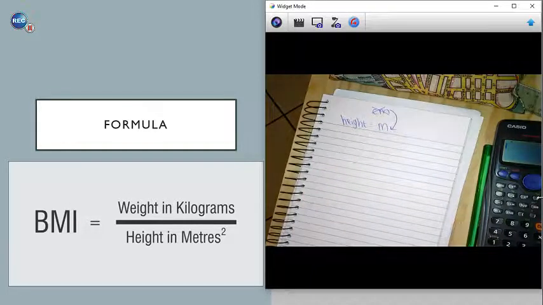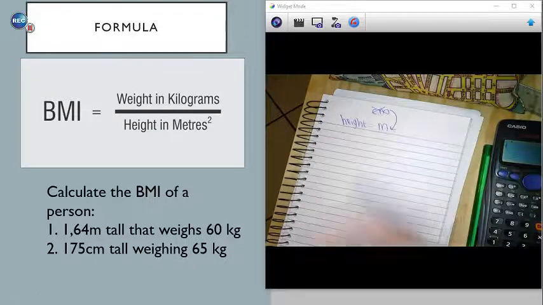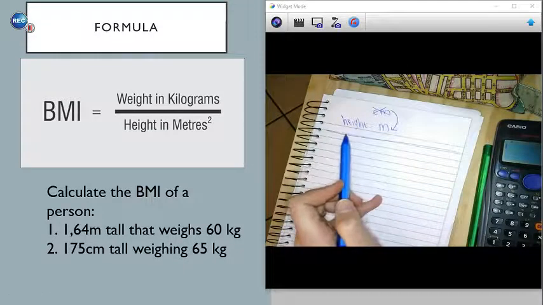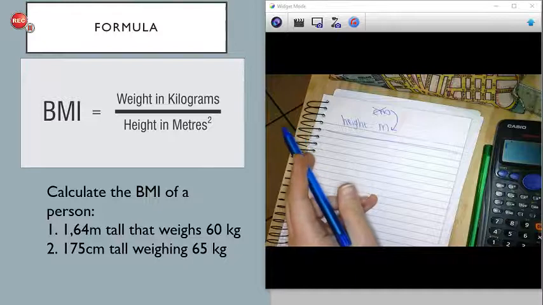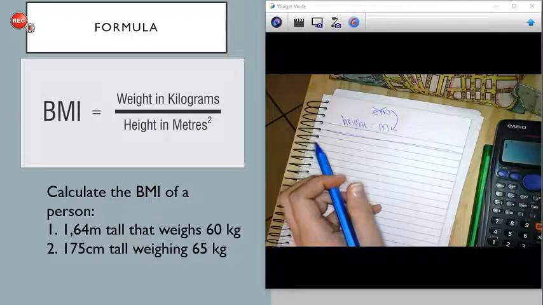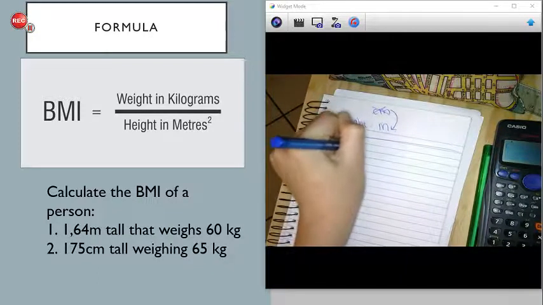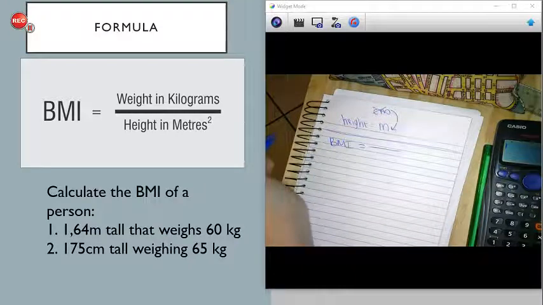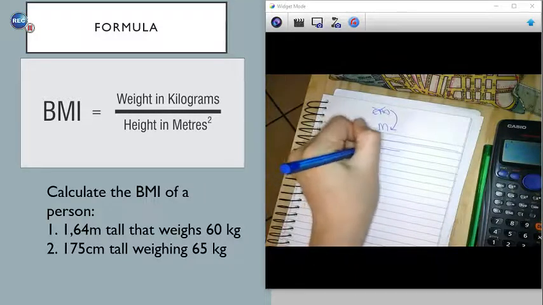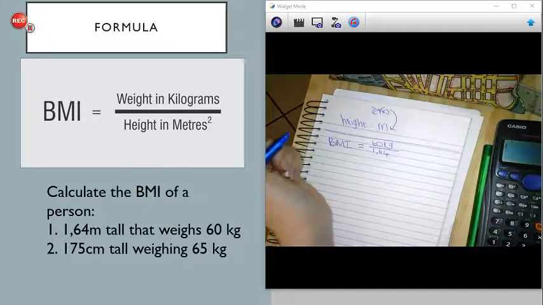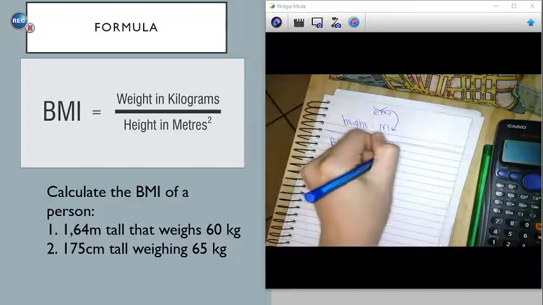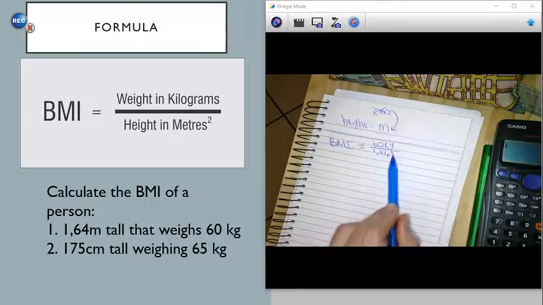So, if we start looking at how to practically use the formula, then we'll have a look at some examples. The first example that we have: calculate the BMI of a person that is 1,64 meters tall and weighs 60 kilograms. So, therefore, we'll work out the person's BMI. They weigh 60 kilograms, so the 60 kilograms will go on top, and then they are 1,64 meters tall.